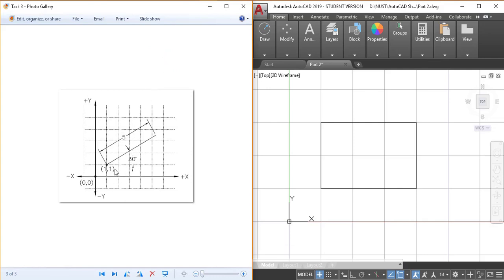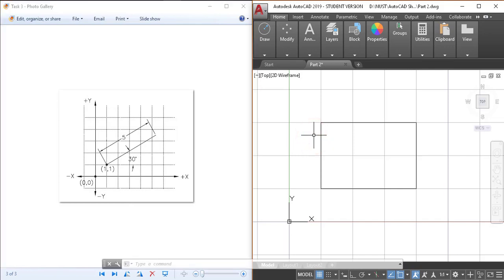Now look at this example. We have to draw this line. The start point of this line is 1, 1, whereas the end point of the line is not given as x and y coordinates. Instead, we have two other pieces of information given about this line, which are the length of the line and the angle of this line with respect to the x-axis. So in this scenario, we can use the relative polar coordinate system to draw this line. So let's start.